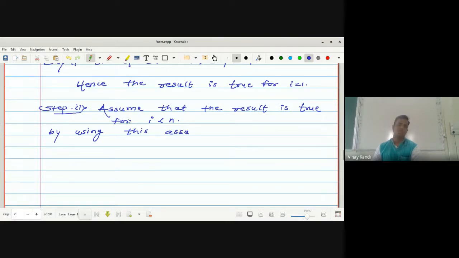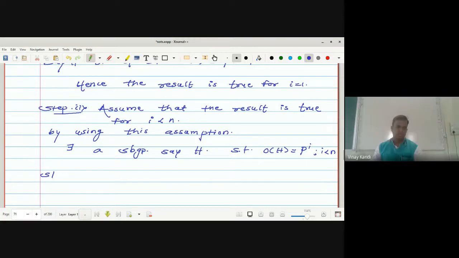We assumed this, so we call it the hypothesis. Induction hypothesis. So by using this assumption, there exists a subgroup, say capital H, such that the order of that subgroup is equal to p raised to i, where this i is less than n. Okay, any doubt?